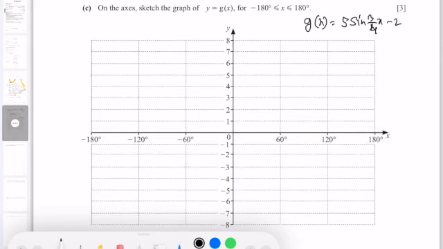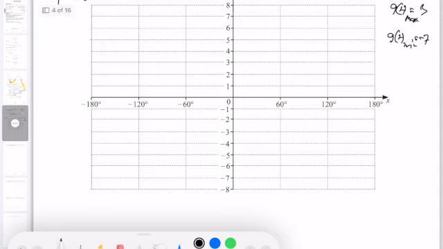Maximum of g(x): if sin(3/4 x) is 1, g(x) max becomes 3. Now if sin(3/4 x) is minus 1, at that time g(x) minimum is minus 7. We know that sine maximum is 1 and minimum is minus 1. I substituted sin(3/4 x) by minus 1 and 1 to get g(x) maximum 3 and g(x) minimum minus 7. So just draw a line, though the line is given, it is the boundary of the graph. Then we can draw a line here, just a rough leveling.